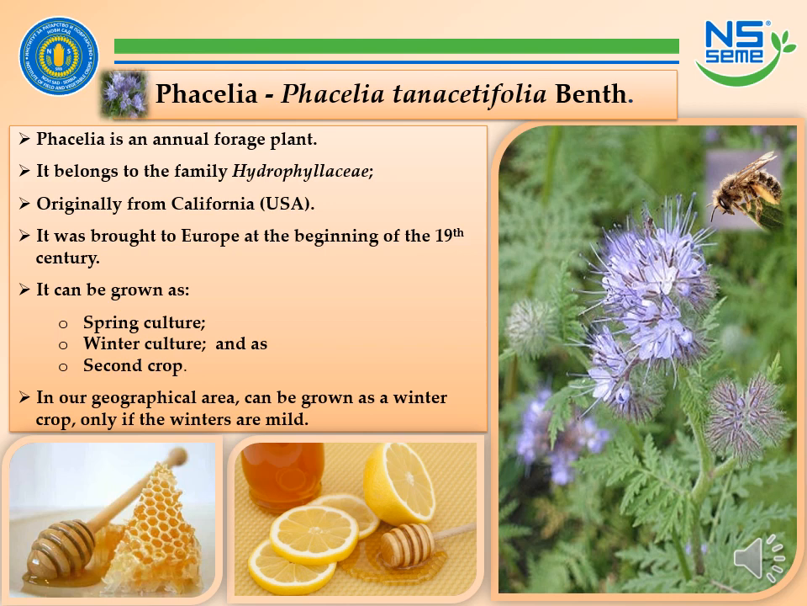PHACELIA is an annual forage plant. It belongs to the family Hydrophyllaceae and it's originally from California and was brought to Europe at the beginning of the 19th century. It can be grown as a spring culture, winter culture, and as a second crop. In our geographical area it can be grown as a winter crop only if winters are mild.